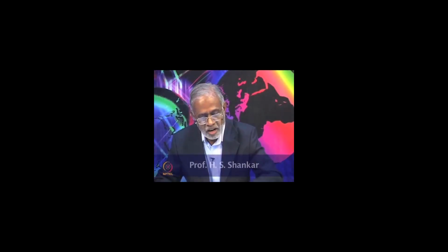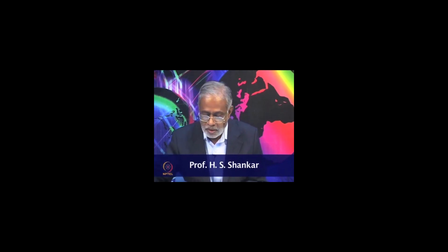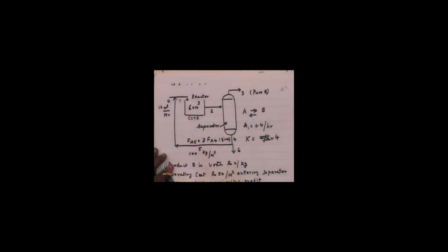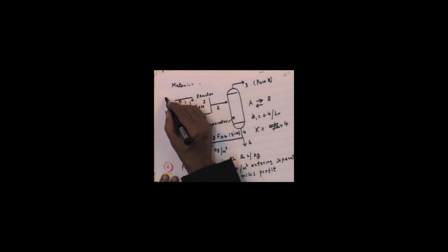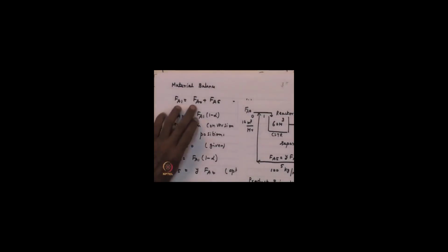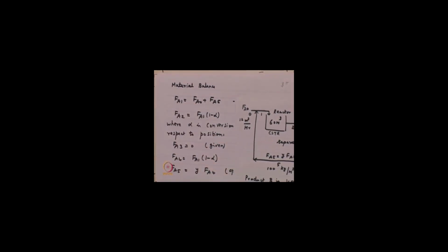So, let us try and understand this problem in some detail. To be able to solve this problem, what we have done is a material balance at position 1. So, what is happening at position 1? F A 0, if I call this stream A, is entering, there is no B in the product. So, F A 0 is coming in and it is mixing with F A 5. That is what is written here. F A 1 is F A 0 plus F A 5. Statement of material balance.